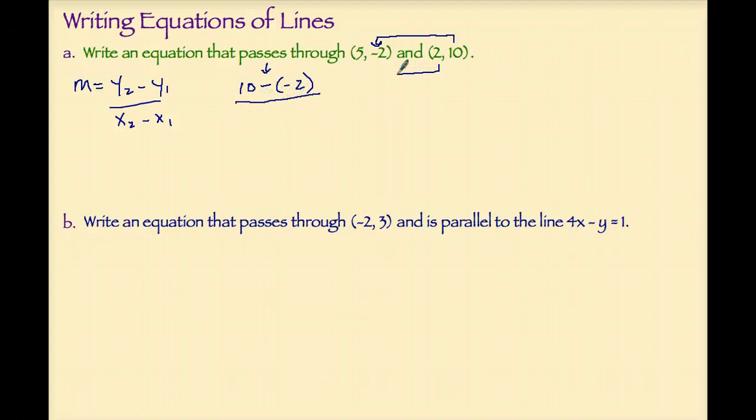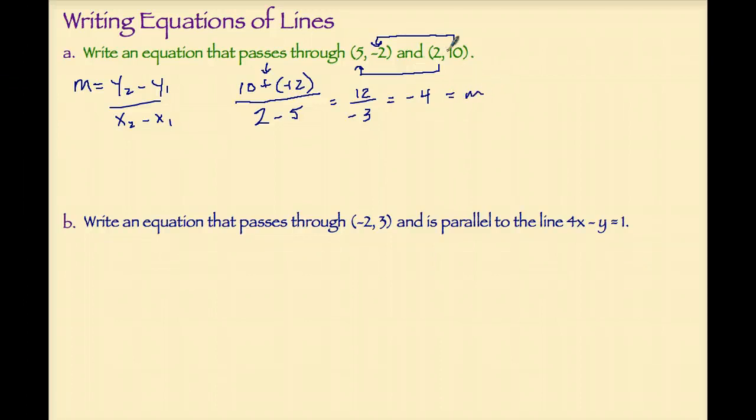Over, in this case, let's subtract the two x values, 2 minus 5. This becomes 12 over negative 3, which is negative 4. Therefore, your slope is negative 4.